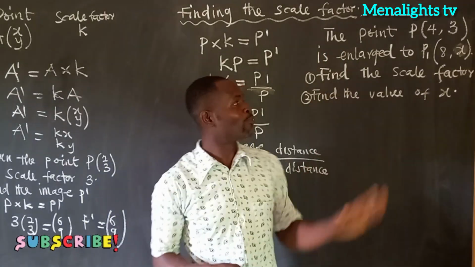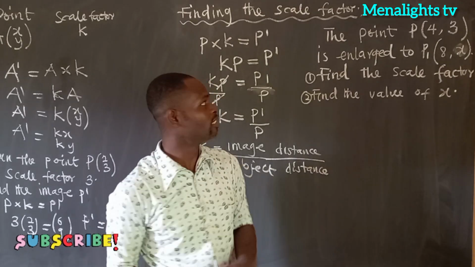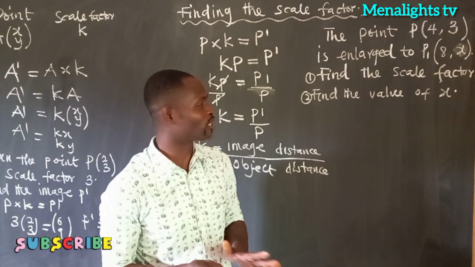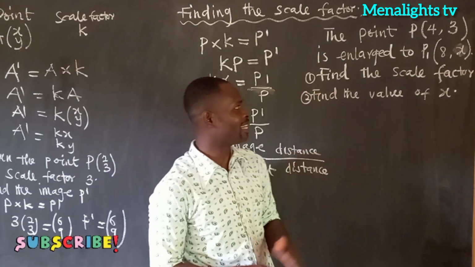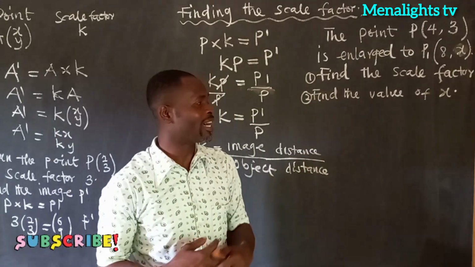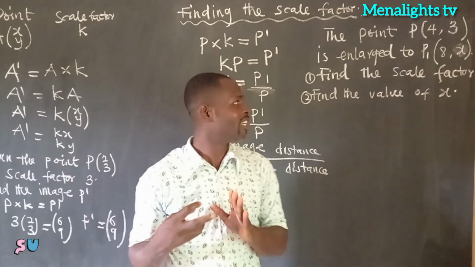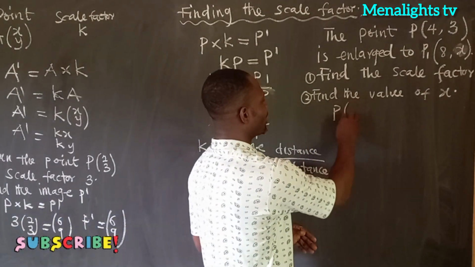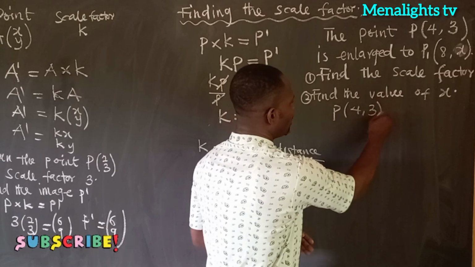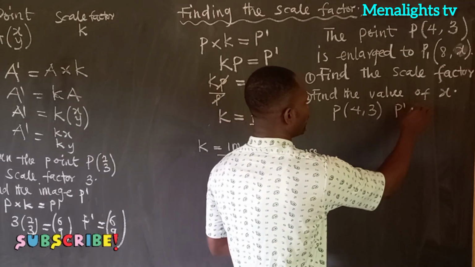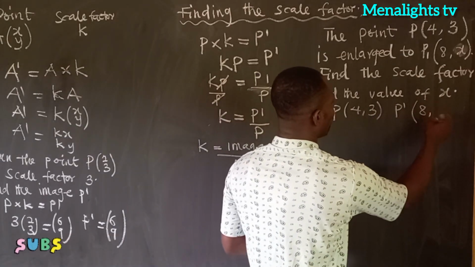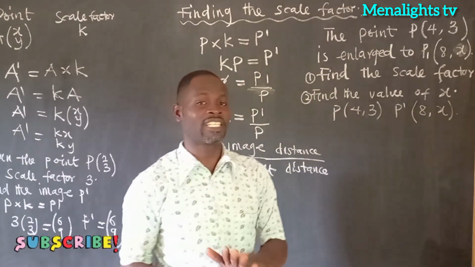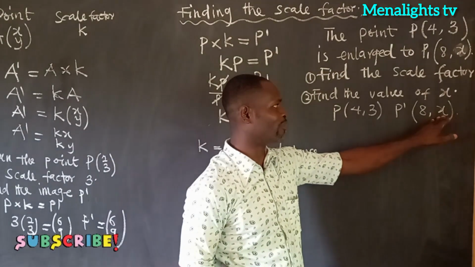Let's look at this question. The point P, which is (4, 3), is enlarged to P1 (8, x). So first we have to find the scale factor, then after that we find the value of x. Now when we look at this, we have our P, which is (4, 3), then the image P1, which is (8, x). After finding the scale factor, we find the value of this x.